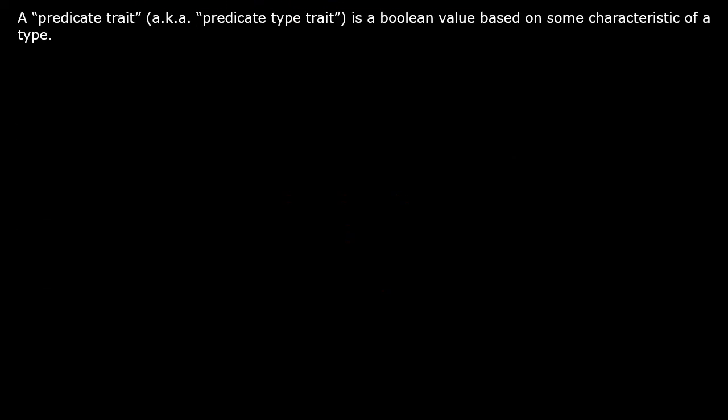A trait is a kind of value, but it's unlike an ordinary value. An ordinary value describes some quantity in your application and is stored in a variable at runtime. But a trait describes some characteristic of a data type. It does so using syntax that makes it available to the compiler at compile time. If the value is a Boolean, we call it a predicate trait. And if the predicate trait describes only one type at a time, we call it a unary predicate trait.